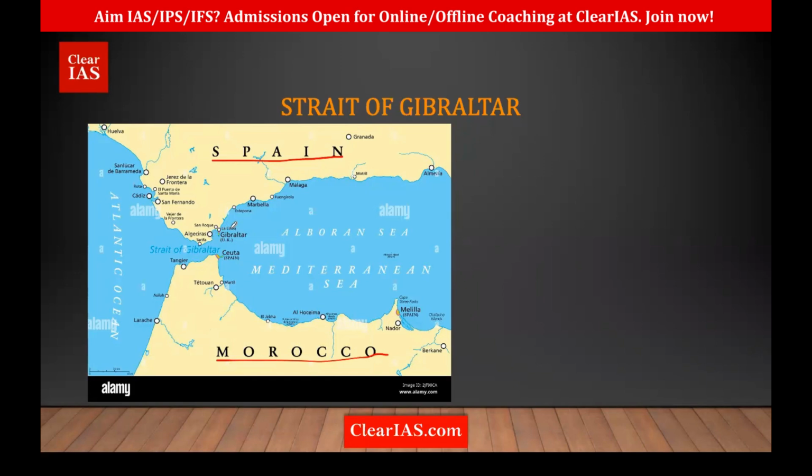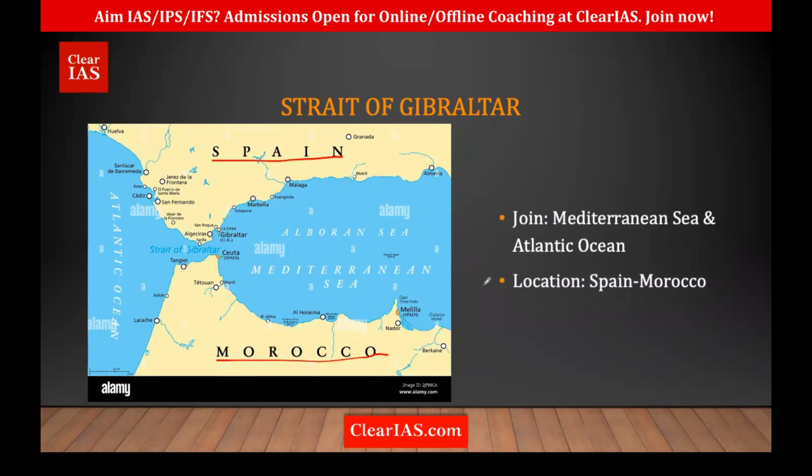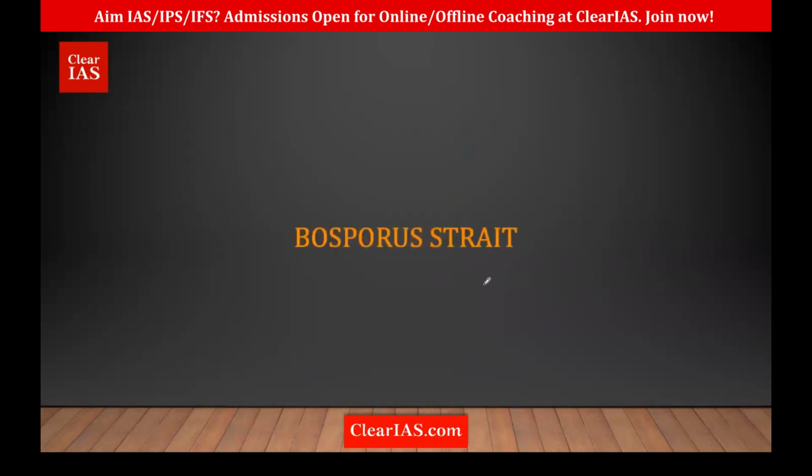Even the Suez Canal region was under the authority of the UK and France, but now it is given to Egypt. So that is the Strait of Gibraltar. It joins the Mediterranean Sea and the Atlantic Ocean, and it is located between Spain and Morocco. Clear?